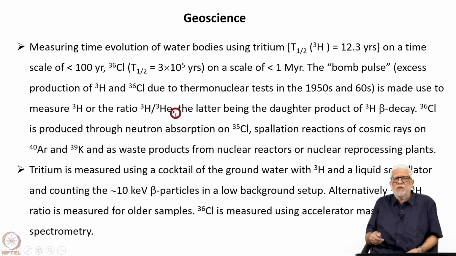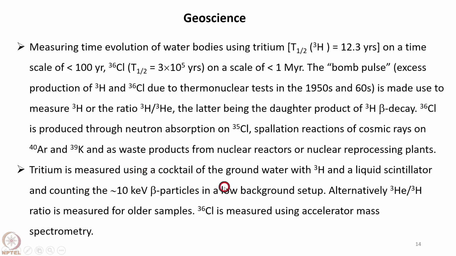Hydrogen-3 decays to helium-3. And chlorine-36, of course, is produced through neutron absorption on chlorine-35, which is an impurity in water. I mean, there are other things that produce chlorine-36 through spallation reactions of cosmic rays on 40Ar, 39K, and so on. Also as waste from nuclear reactors or nuclear reprocessing plants.